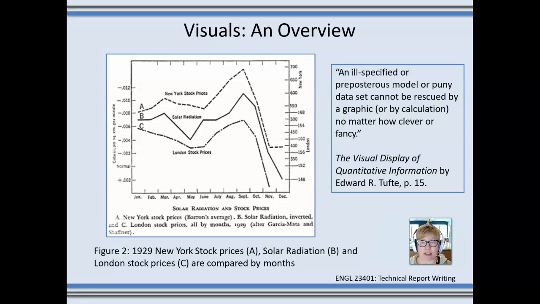What you'll notice here is, again, from Tufte: an ill-specified or preposterous model or puny data set cannot be rescued by a graphic. So here what you're going to see is A, solar radiation, B, the London Stock Exchange prices, and C are compared by months. Do you think solar radiation and the New York stock prices really have anything to do with one another? No, unless it's another natural disaster, then maybe, but this is just day-to-day in whatever year this was, I guess 1929. Okay, so, correlation does not mean causation, right?